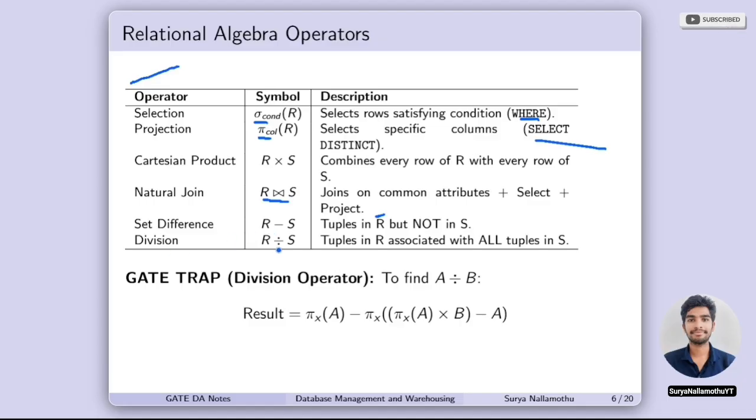The division is R divided by S. It means the tuples in R associated with all tuples in S.